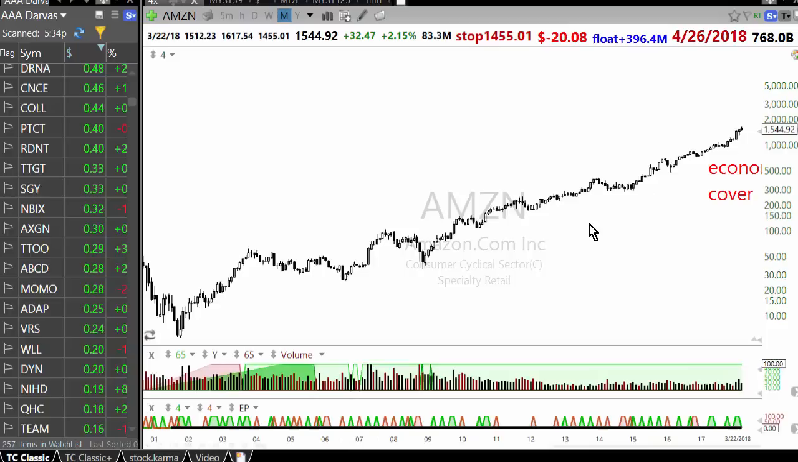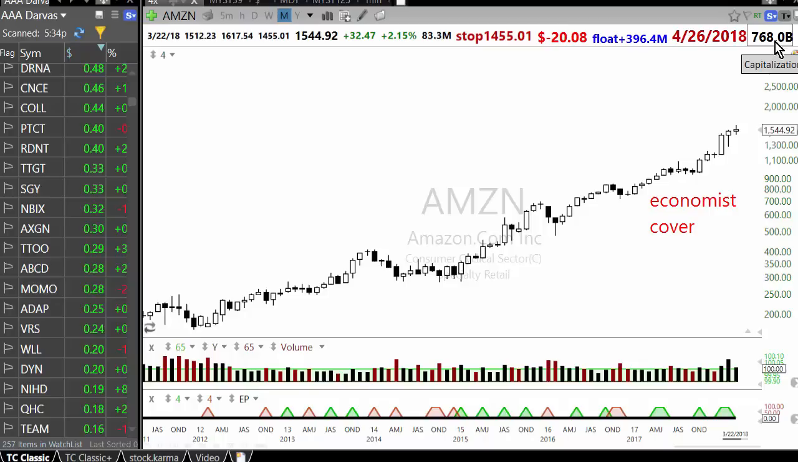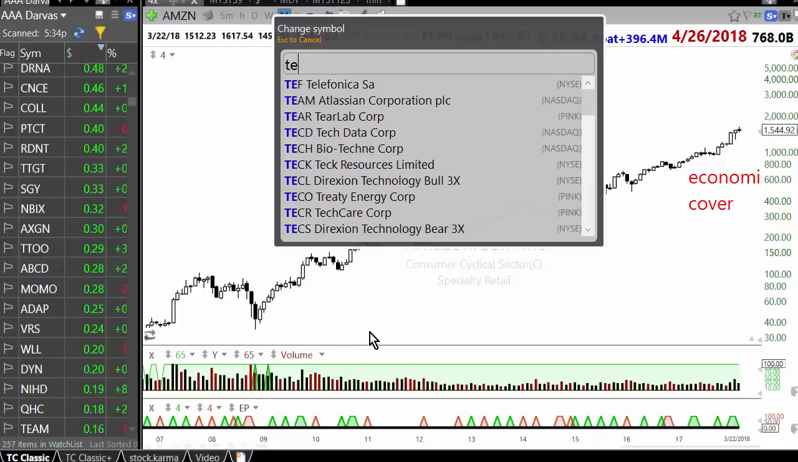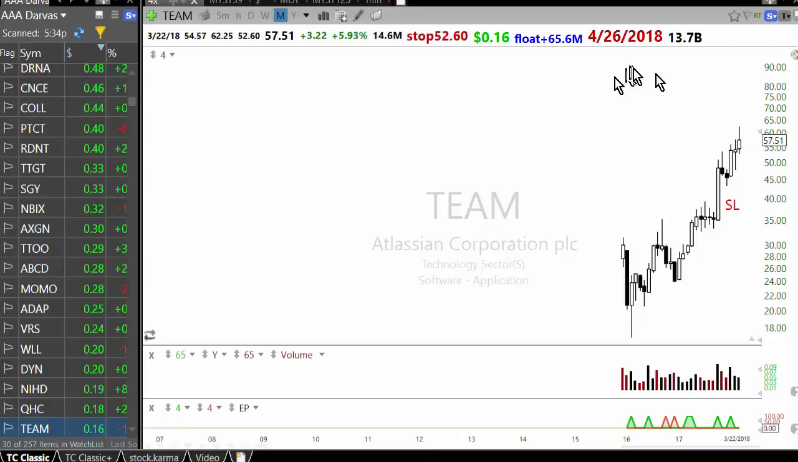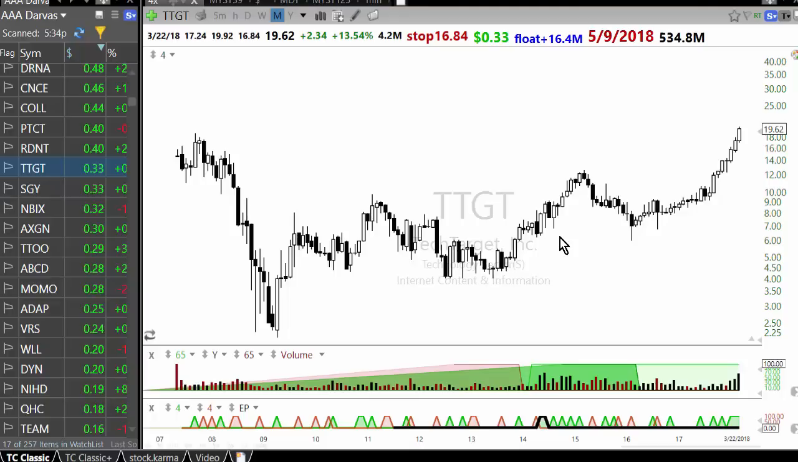The next criterion he used was that he was looking for stocks which had low capitalization. His reasoning was very simple: something which has a low capitalization is likely to make a bigger move than something which has a very high capitalization. So if you look at this particular stock, you're looking at 768 billion capitalization for Amazon. As against that, if you look at something like Team, it's got 13.7 billion, so 768 billion versus 13.7 billion, or something even lower than that. That's what he was looking for. Like this one, TTGT has only 534 million. So that was another thing.